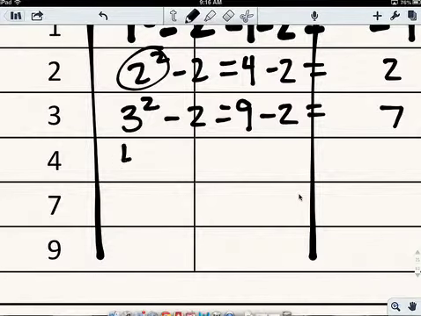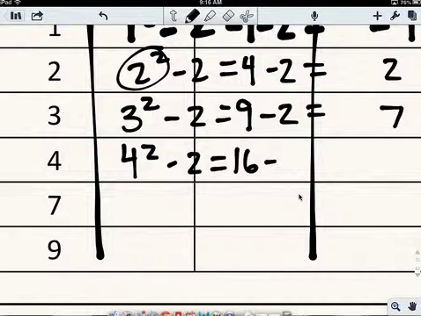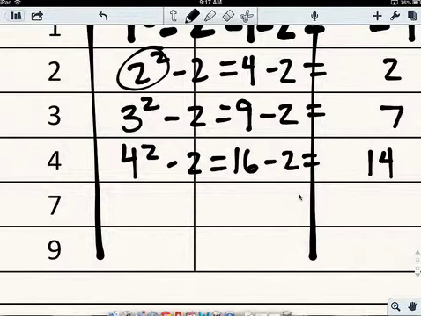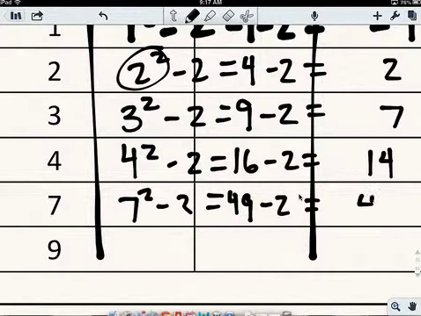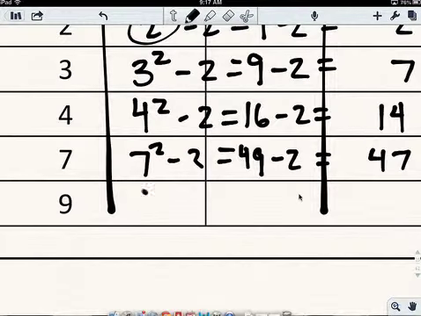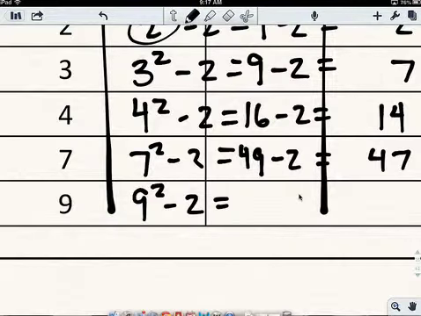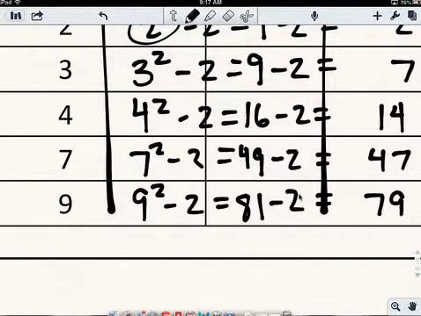All right, 4 squared minus 2. 4 times 4 is 16, minus 2 equals 14. All right, 7, we're jumping all the way up to 7. 7 squared minus 2. 7 times 7 is 49, and that is minus 2 equals 47. And then 9 squared minus 2. 9 times 9 is 81, minus 2, 81 minus 2 is 79.